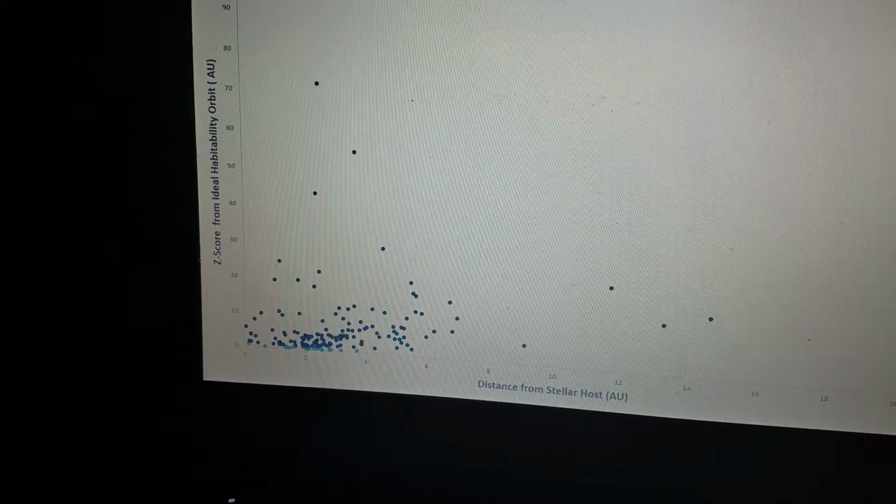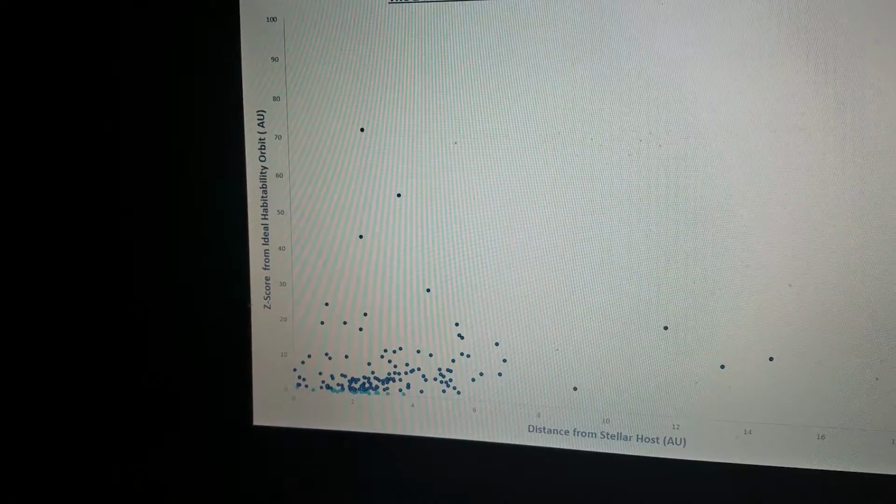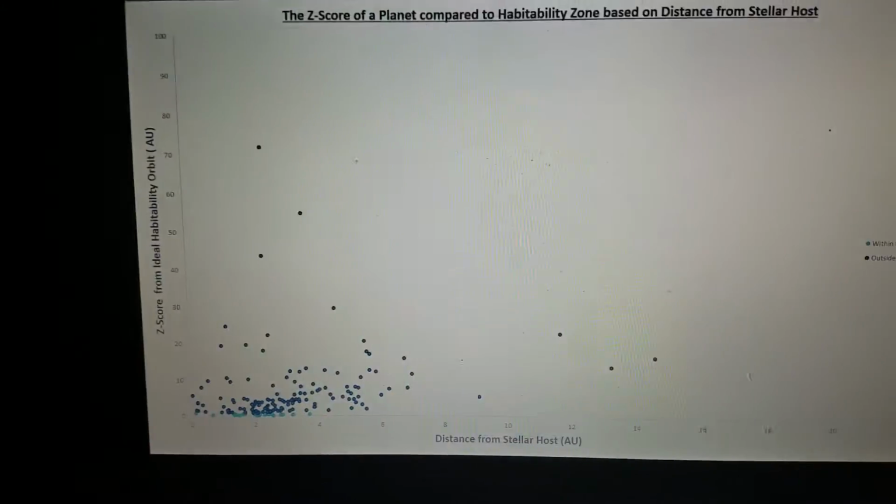Now moving on to habitability. Once again, we have an x-axis of distance measured in astronomical units. However, we see the y-axis had to be quite different. It had to be the z-score from the ideal habitability orbit, which is where the planet would have to orbit in order to contain liquid water. With the light blue planets being within the habitability zone, and the dark blue planets being outside the habitability zone.